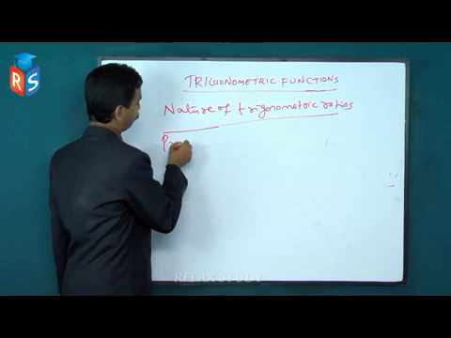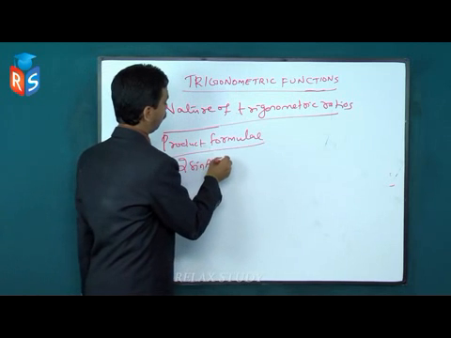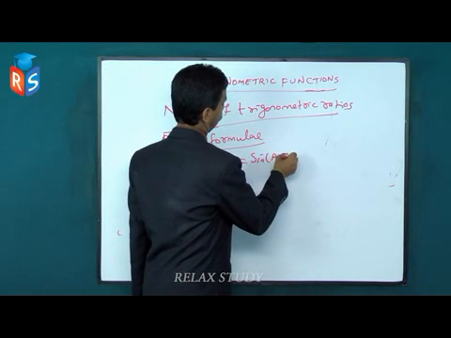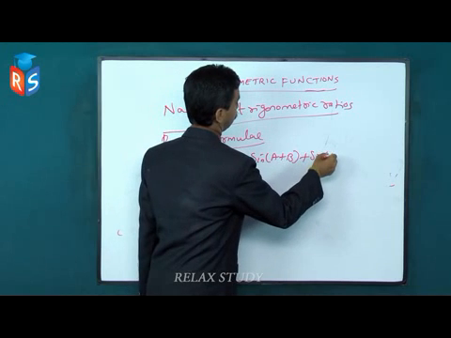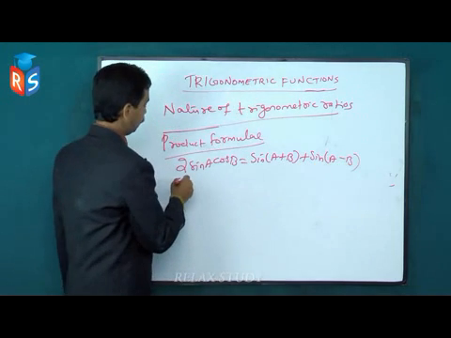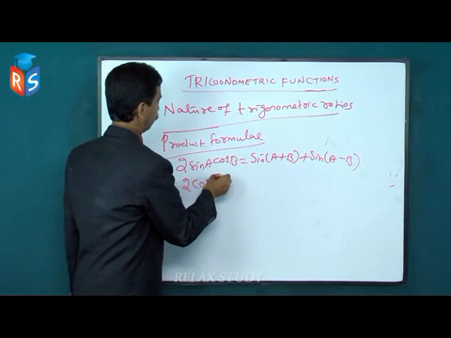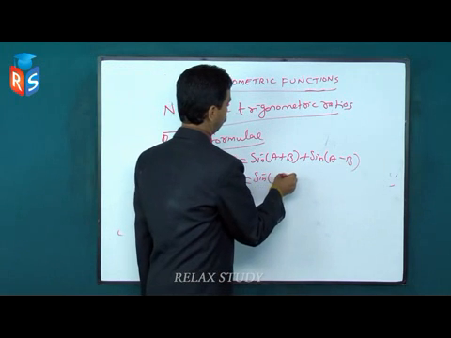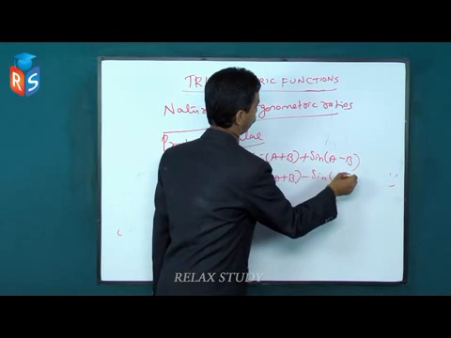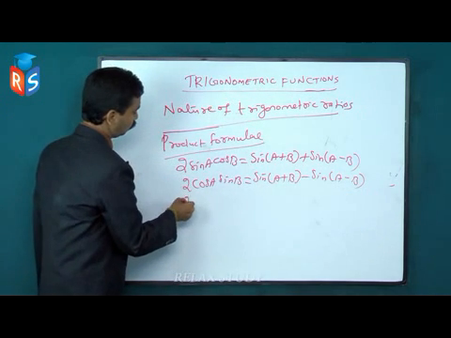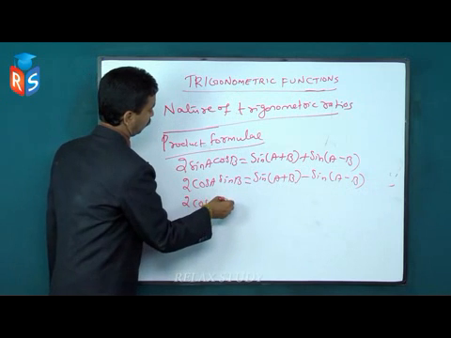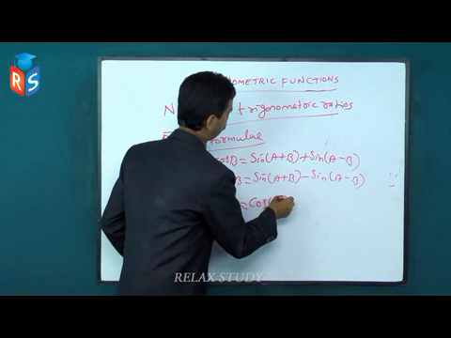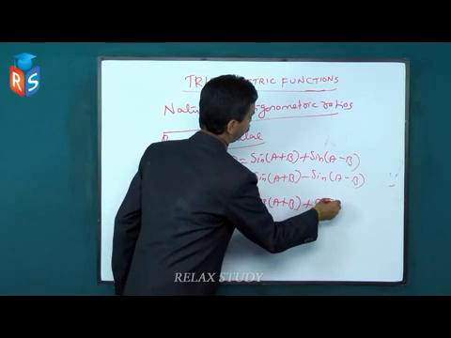Next, product formulae. 2 sin A cos B equals sin A plus B plus sin A minus B. Then 2 cos A sin B equals sin A plus B minus sin A minus B. Then 2 cos A cos B equals cos A plus B plus cos A minus B.